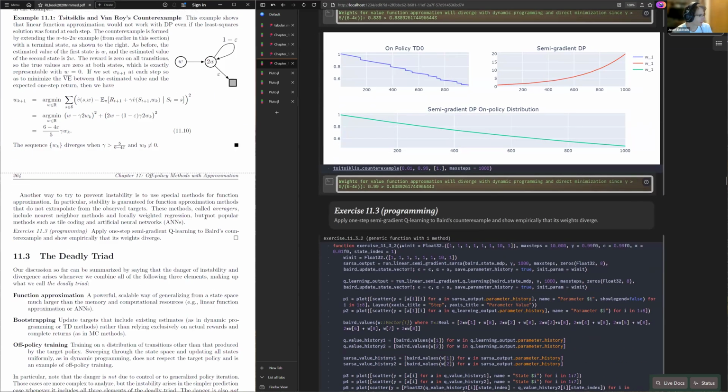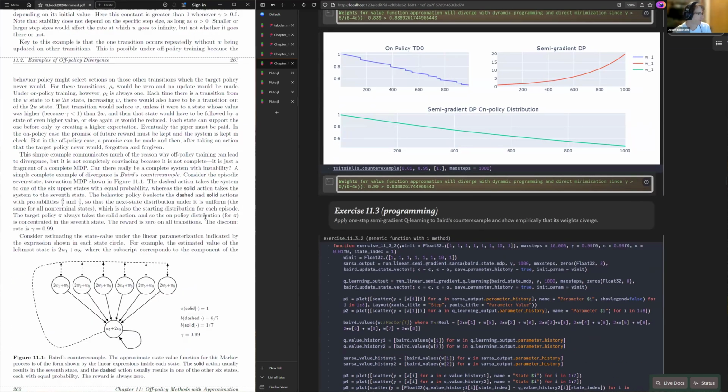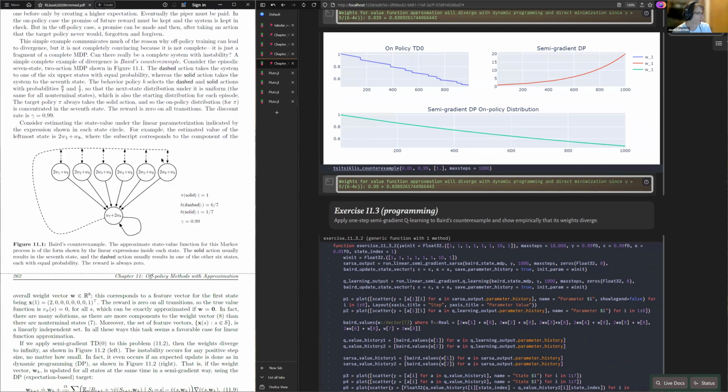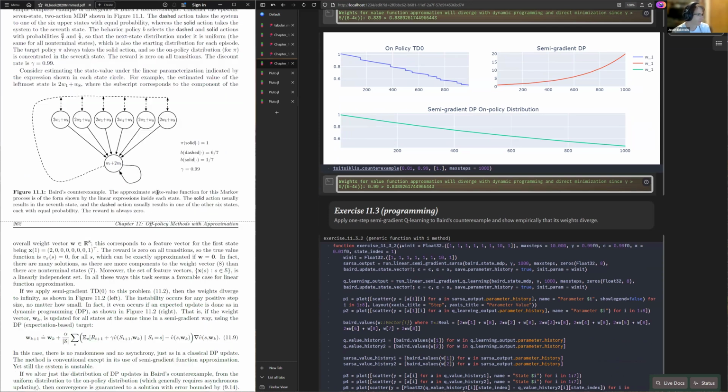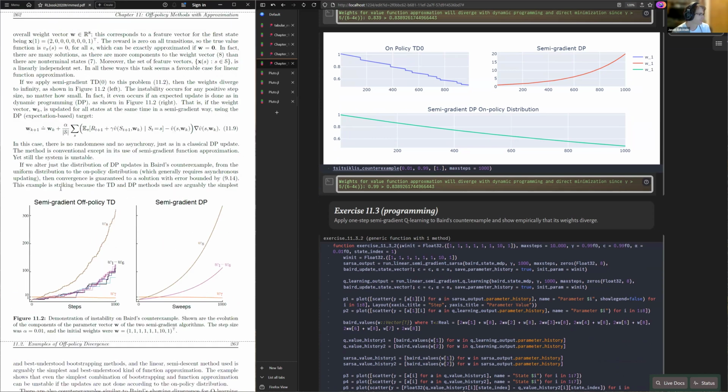Then the other lingering problem from before was that we had also looked at Baird's counterexample problem, where there's actually enough parameters to solve this problem exactly. There's 8 parameters and 7 states. And we had seen that if we do the same kind of off-policy update, where we ignore the state distribution, then we also get diverging values.